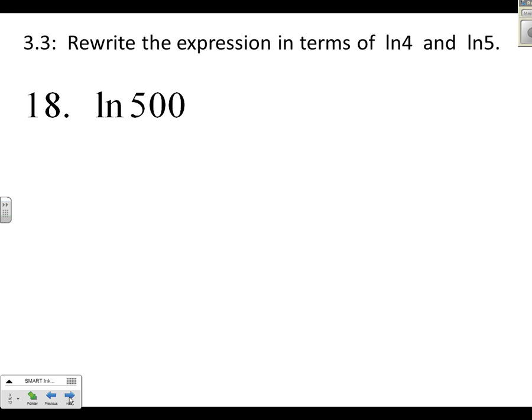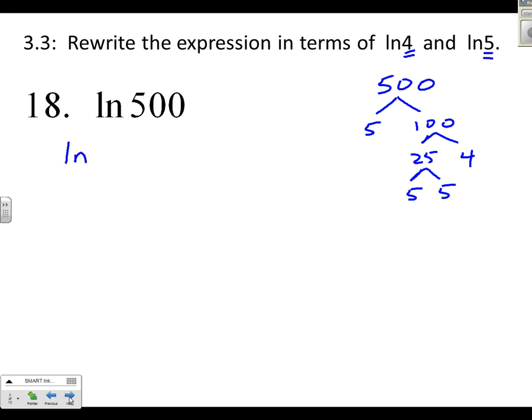Okay, now we're to rewrite the expression in terms of ln 4 and ln 5, and we have ln 500. What I would like to do is take 500 and factor it down into 4's and 5's, and then we'll explain a second property of logs. Well, this is conveniently 5 times 100, and I can pick up a 4 here with a 25, or 5 times 5. So we could write this as ln of 5 times 5 times 5, 125, times 4.